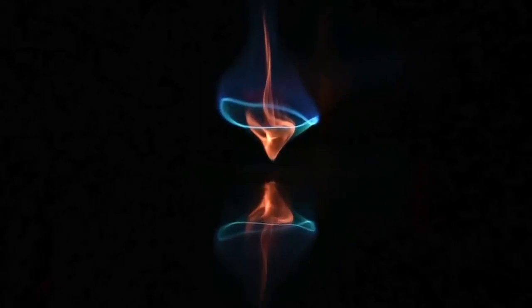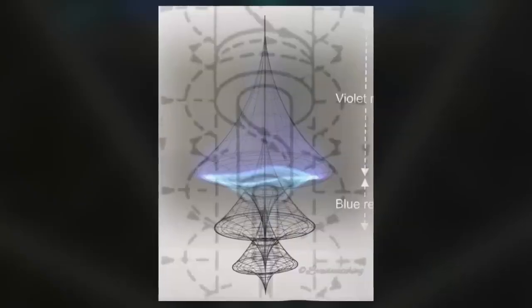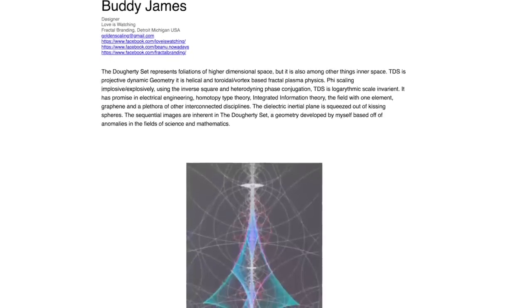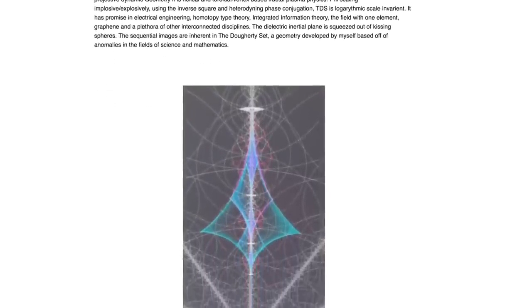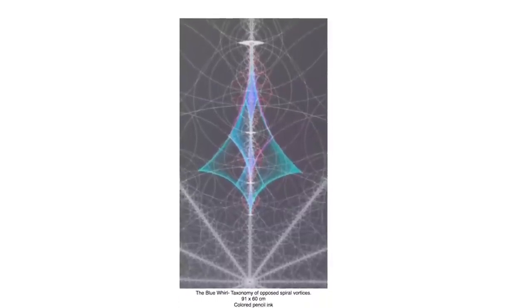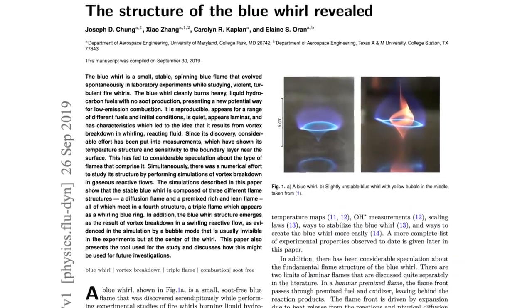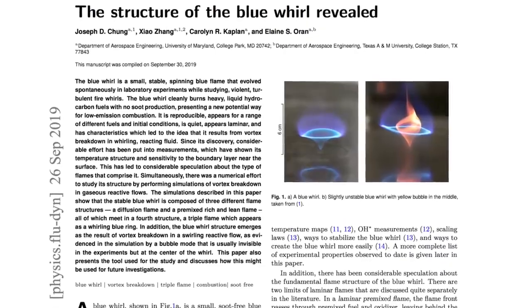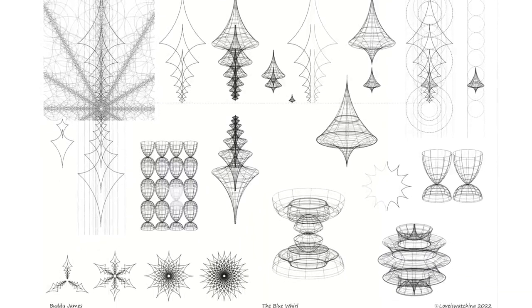At this point, I had already been sketching this shape for years, and I knew of its importance in the grand scheme of things. So in 2017, I published a paper exposing the taxonomy of opposed spiral vortices of the blue whirl to be composed of a set of 6 opposed spiral vortices. In 2019, a paper published by Cornell University shows that the vortexes of the blue whirl are composed of 3 different flames. And so we're getting somewhere with the predictive power of the set.